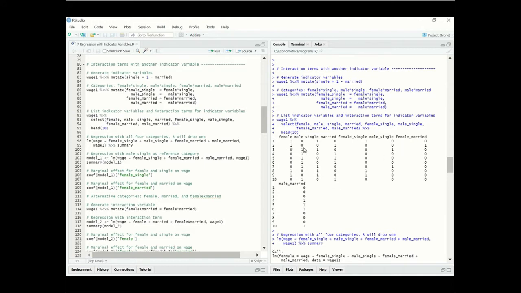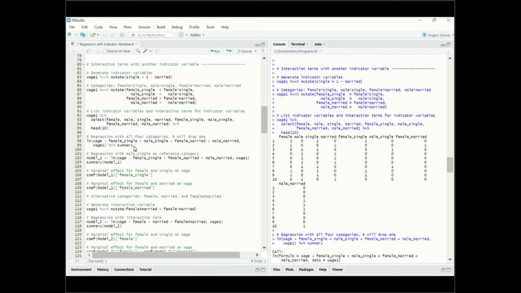For the second person, we actually have another female who happens to be married. So here, the only interaction term that we're going to have is female times married, which would be equal to 1. Everything else would be equal to 0, and so forth. So this is how this data would now look like with the interaction terms.